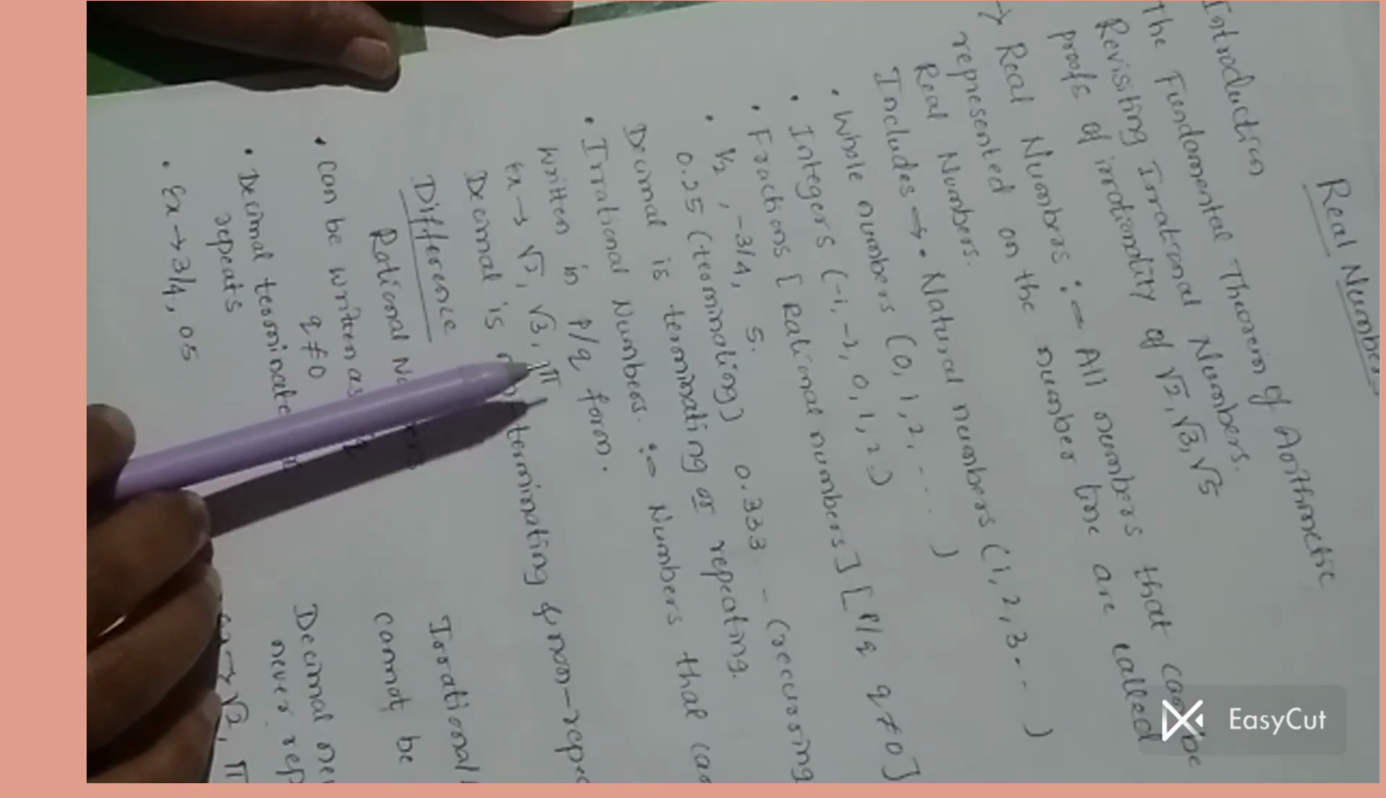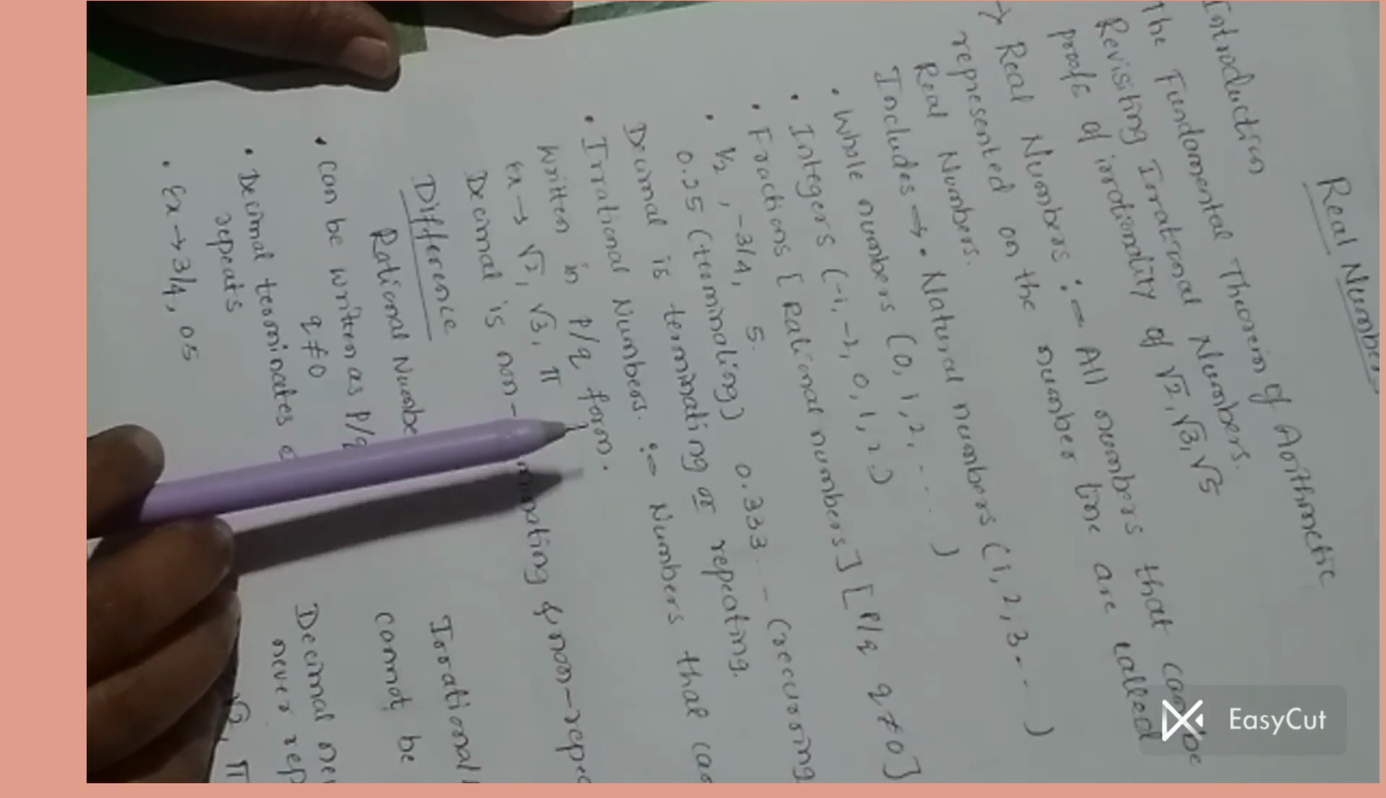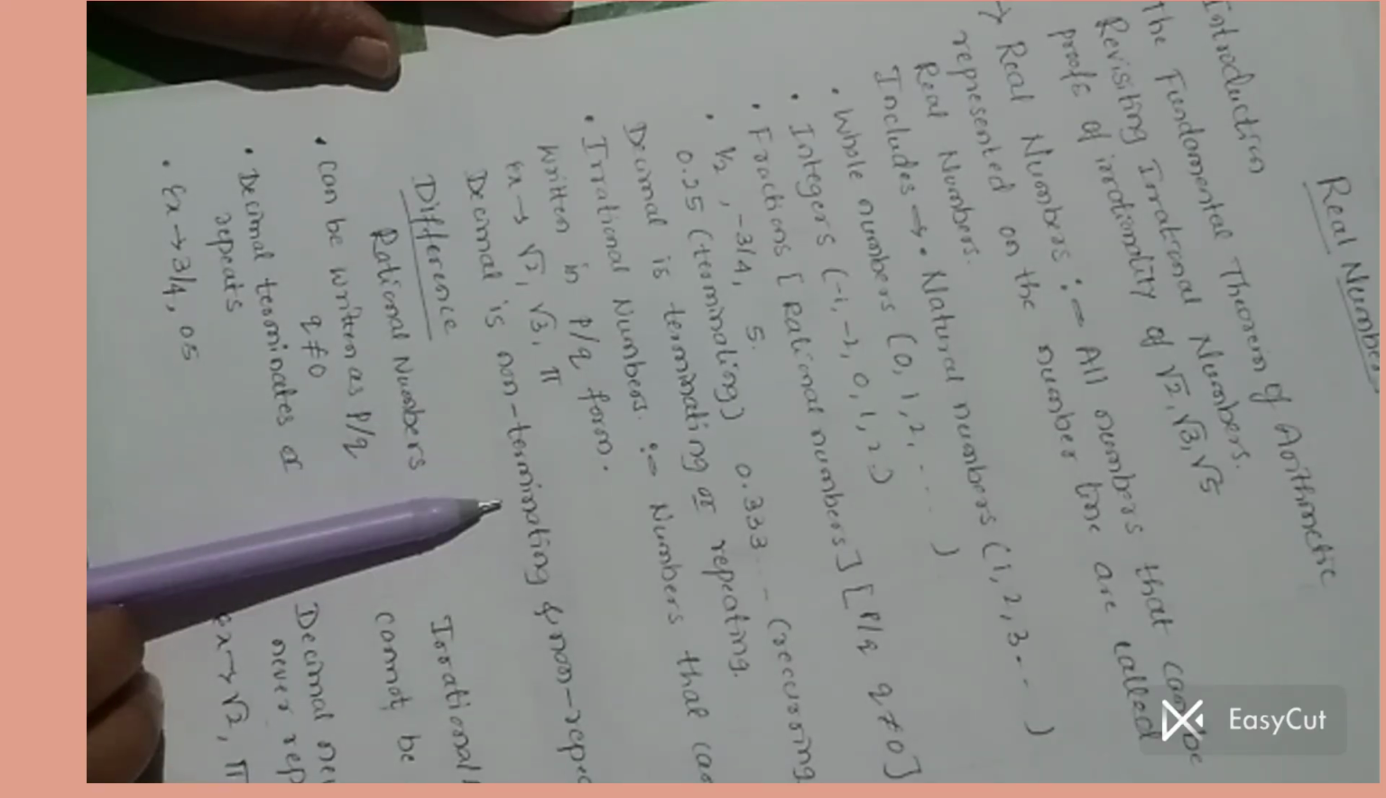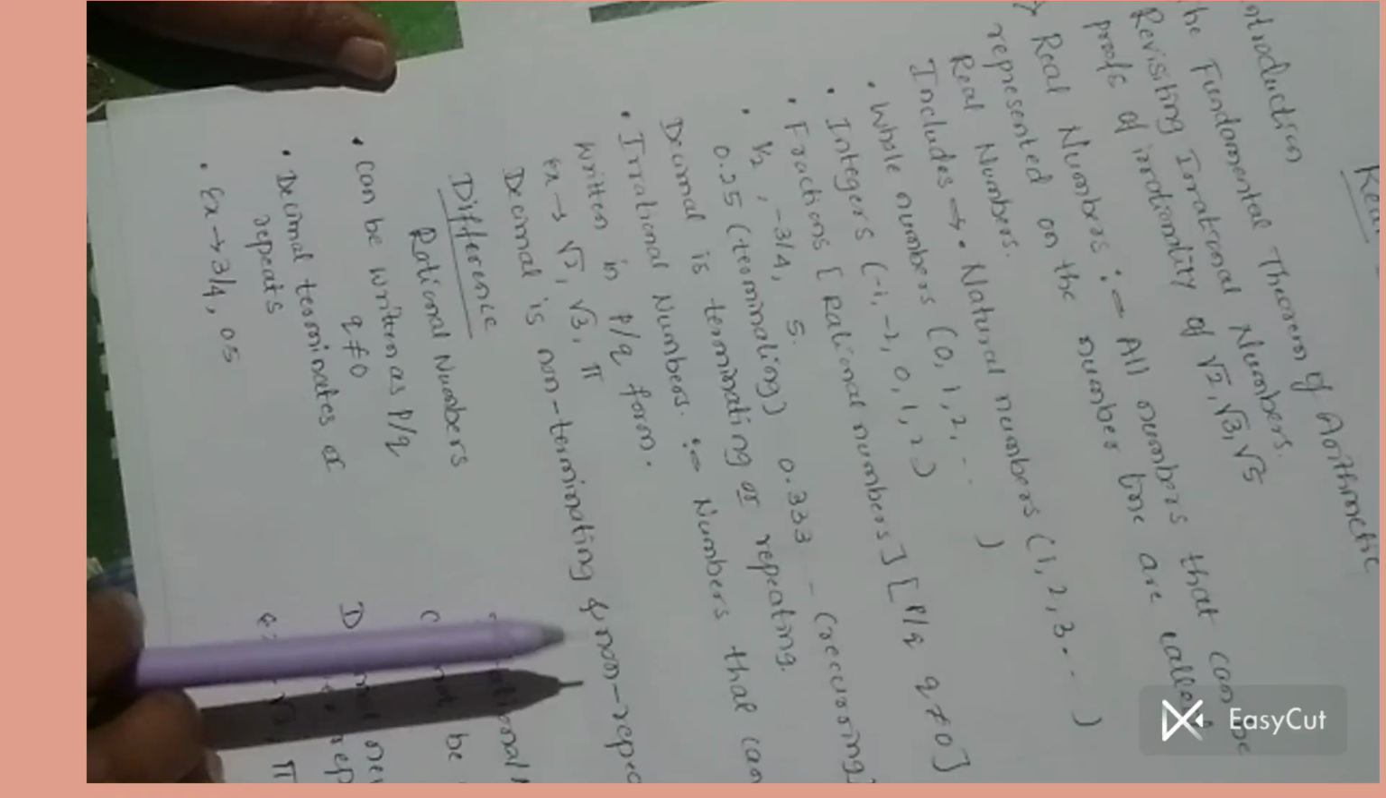Next, irrational numbers. Irrational numbers means the numbers that cannot be expressed in the form of p by q. For example, root 2, root 3 and pi. Why pi? Because the pi value is 22 by 7 and the decimal value of pi is 3.142 and so on. It means after the decimal point the digits continue, so it is an irrational number. Next, the decimal expansion of an irrational number is non-terminating and non-repeating. Terminating means after the decimal point the digits end, and repeating means after the decimal point the digits keep repeating continuously.